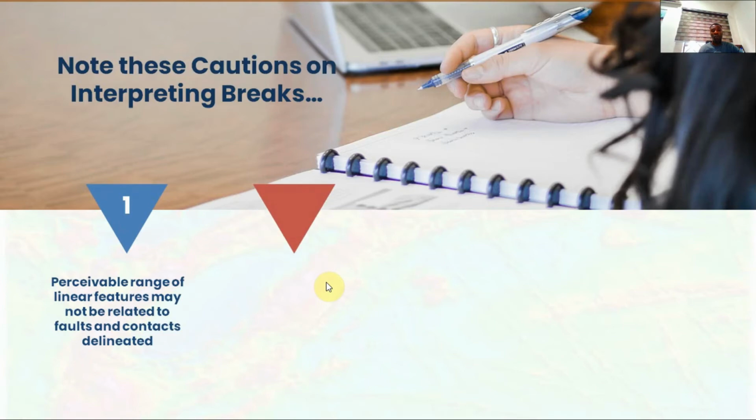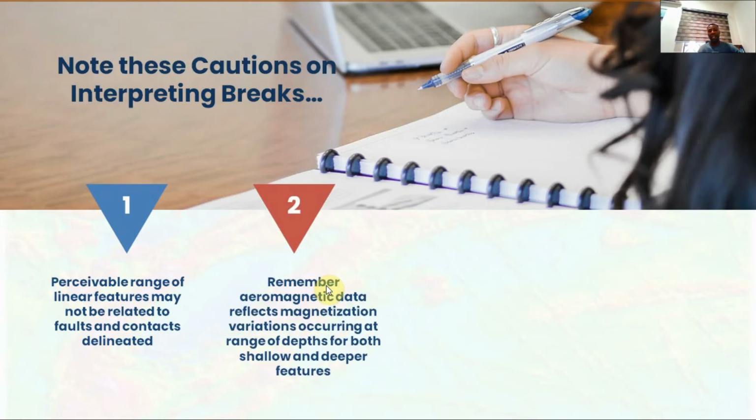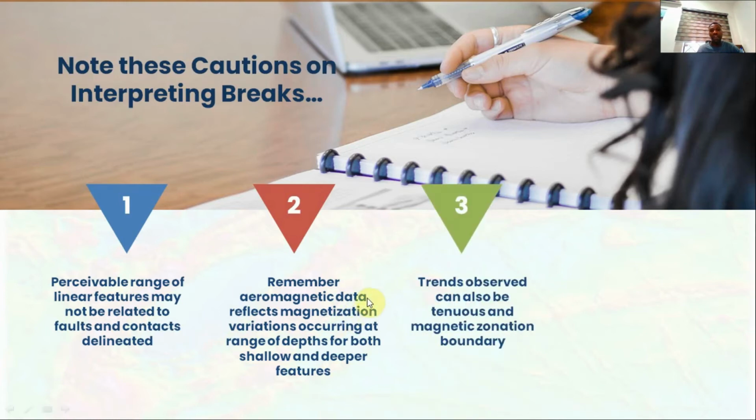Also, we need to understand that aeromagnetic data reflects magnetization variations occurring at different depths, both for shallower features and for deeper features. Then the third one is that the trends that we normally observe can also be tenuous, and magnetization can also be found at magnetic zonation boundaries. So this needs to be noted.